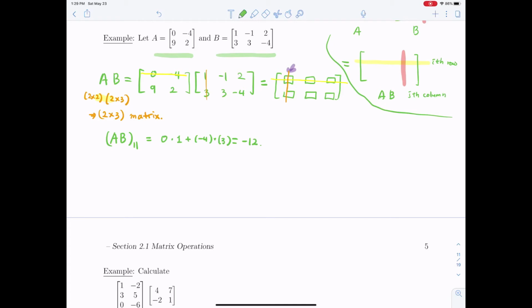And if you want to fill in other blanks, like say AB12, this corresponds to the first row and the second column of AB. So you want to take the dot product of the first row of A and the second column of B. That gives you 0 times -1 plus -4 times 3, which is again -12. If you do this for each entry, then we get AB equals -12, -12, 16, 15, -3, and 10.